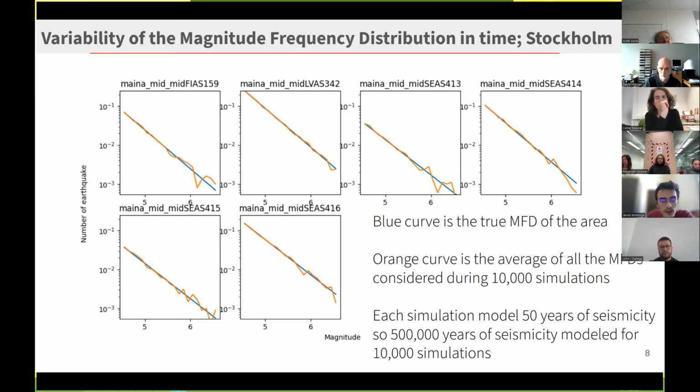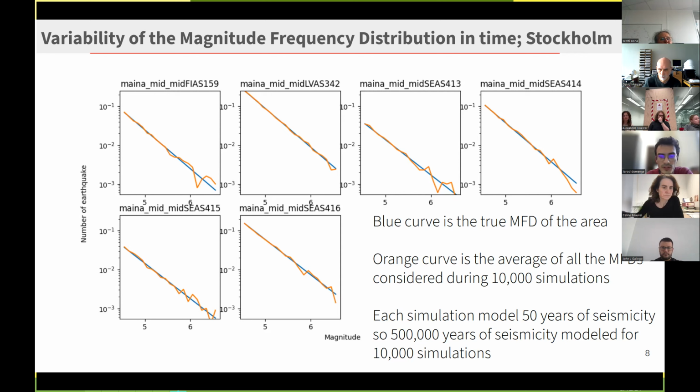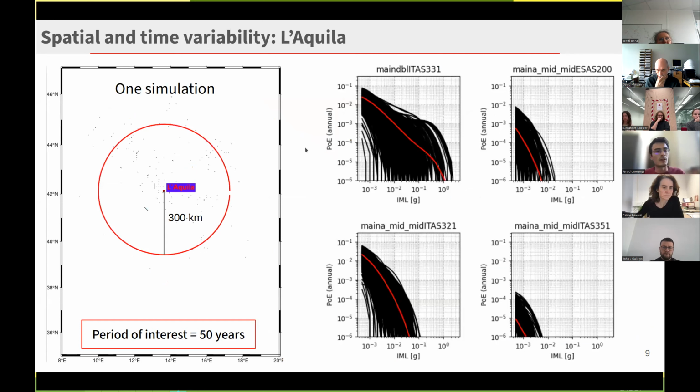Okay. So in this case, I didn't tell you about what I did, but I just took a period of interest of about 50 years. So I consider all the ruptures that can happen in this area in 50 years, okay? And so if we do 10,000 simulations, what we will have is 500,000 years of seismicity that is modeled here for every area. So it was for the variability in time.